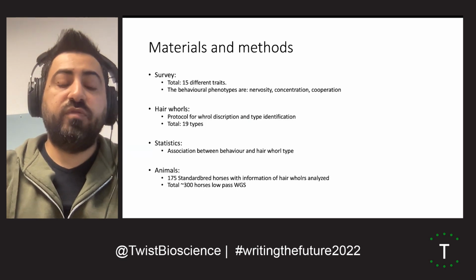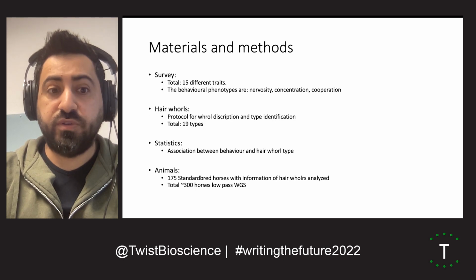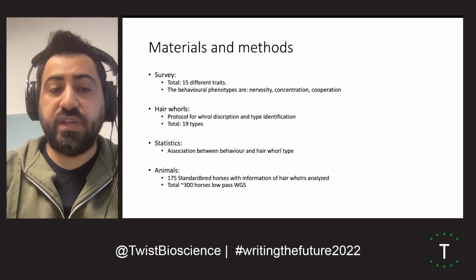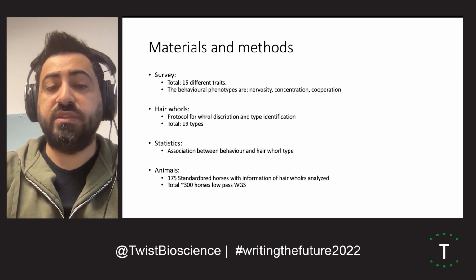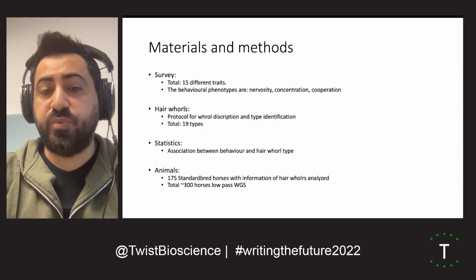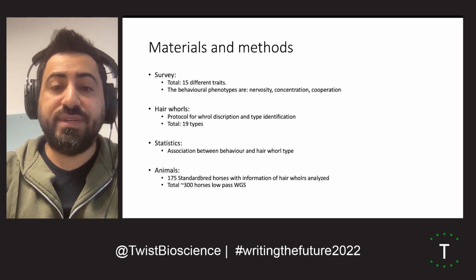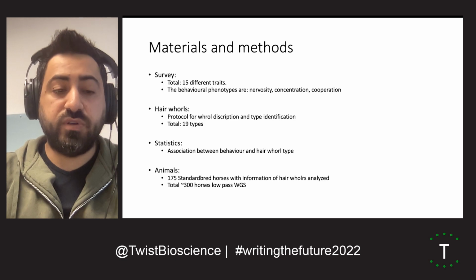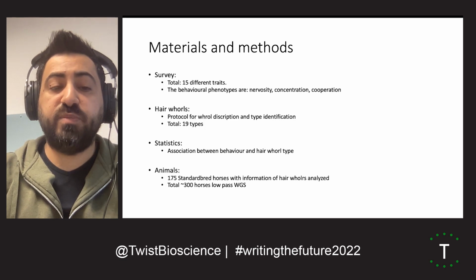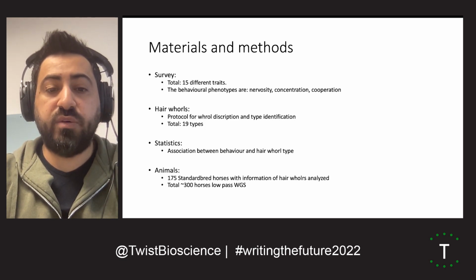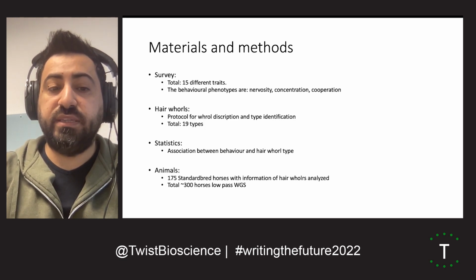Materials and methods. For the survey, we asked the horse owners questions about 15 different traits, with a lot of questions per trait. We asked about things such as the nervousness, the concentration, and the cooperation of the horse, and we also asked about the hair whorls. We had a person from the lab go out to visit the horses and investigate how their hair whorls look. We have a specific protocol to be followed to describe the hair whorls, their type and their shape, and we identified about 19 different types of hair whorls.